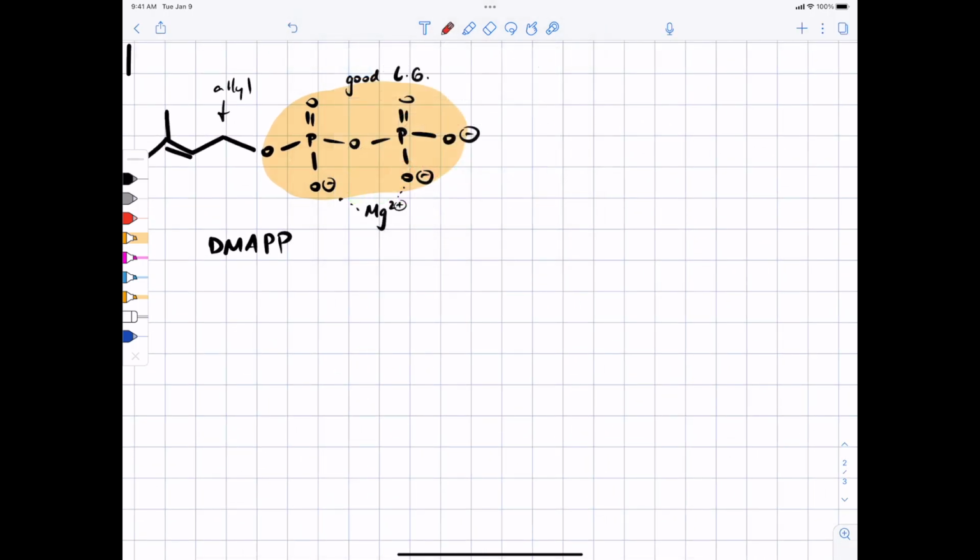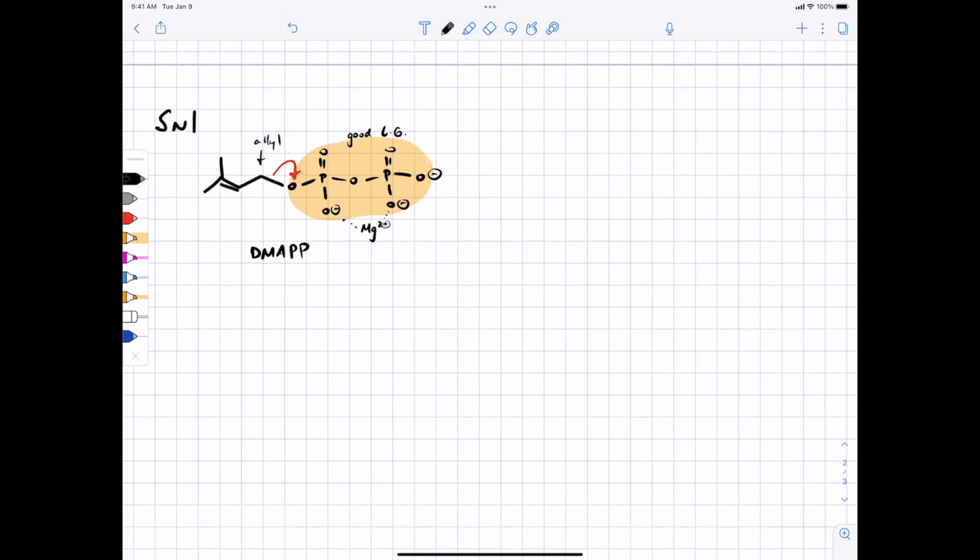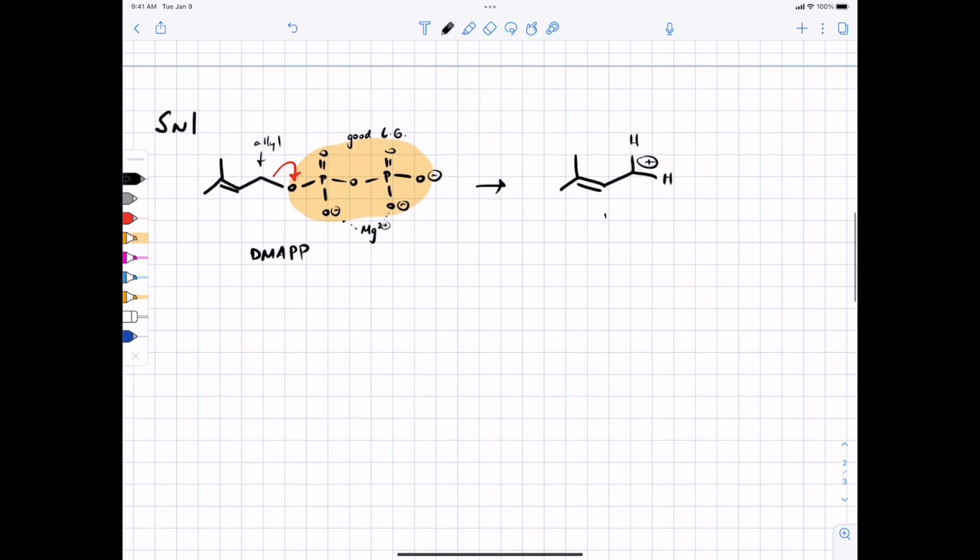But you can have the leaving group leave to give you a resonance stabilized carbocation. And then this can be a reactive intermediate for another reaction step. I'm going to show the resonance structure so that you can see that it's resonance stabilized.